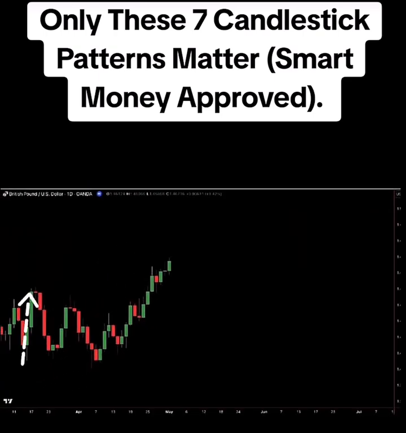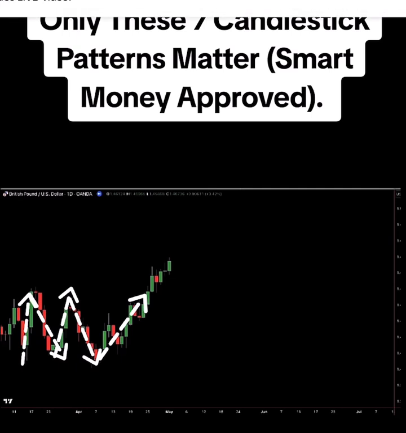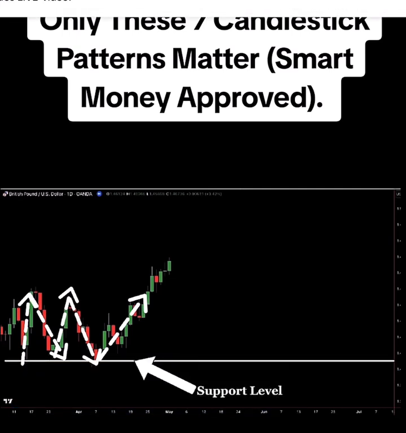You can see the market hits the level and reverses, pulls back, hits it again and reverses, then pulls back once more, hits it a third time and reverses. Now we have a clear support level forming.